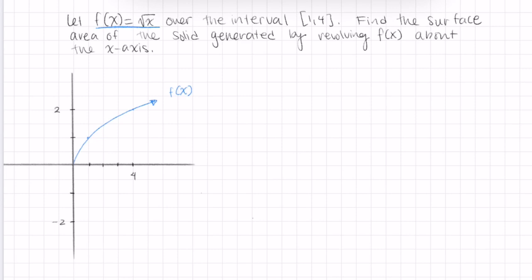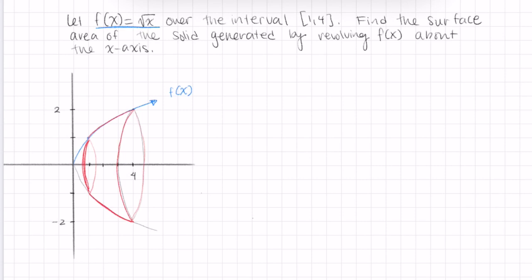Okay, as you can see, I've sketched the square root of x, that is f of x, from the origin out past 4, but we're really only interested in that portion there between 1 and 4. So now let's sketch what our surface would look like, paying special attention to what the surface looks like between x equals 1 and x equals 4.